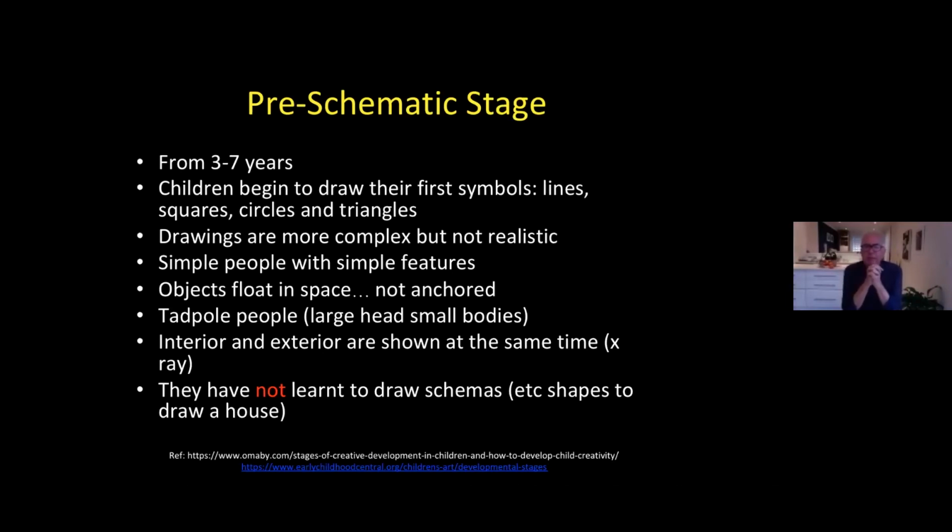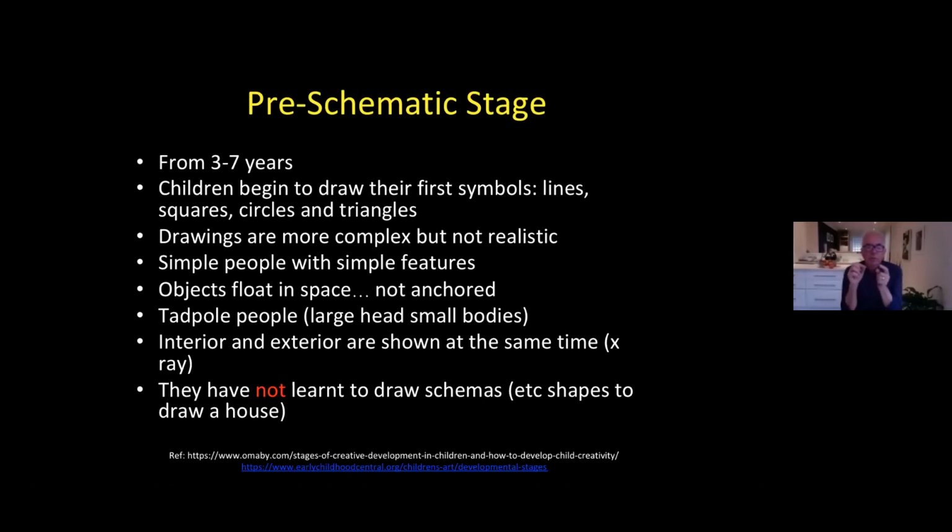Now, the pre-schematic stage is the 2nd stage. And this is somewhere between 3 and 7 years, but it tends to be about 3 to 4 years. And this is where children start to draw their first symbols. So in other words, the lines start to look like squares or circles and triangles. And most children will start going from a line with a scribble and then start to turn it into a circle. So if you check and have a look at your child, if you've got a child that's about 2 to 3, and see if they're actually moving from scribbles into circles.